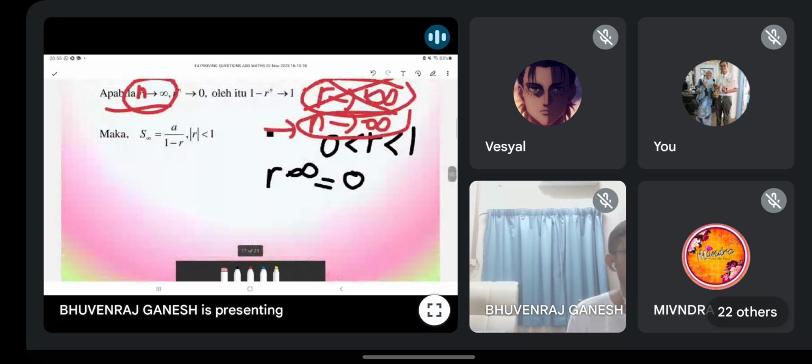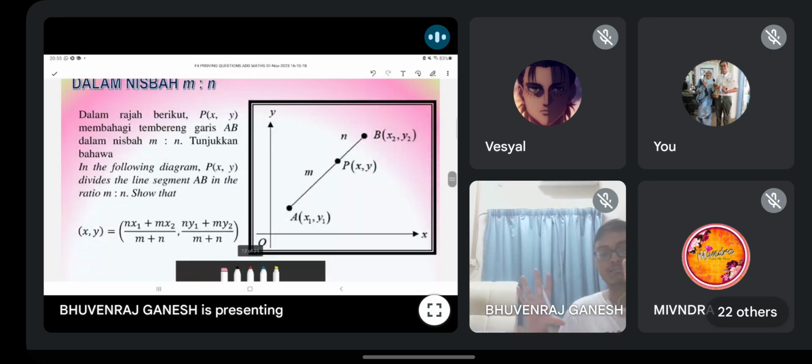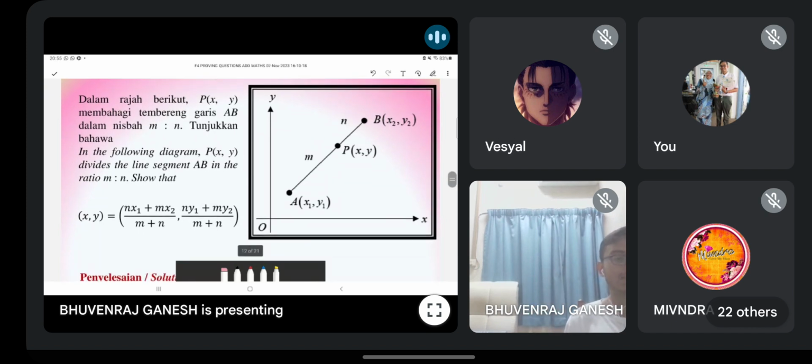Chapter 6 definitely no formula. Linear law tak ada formula, we will skip direct to coordinate geometry. Chapter 7 dah. Okay, 8 no formula, 9 only. 7 dan 9, lepas tu habis dah form 4.